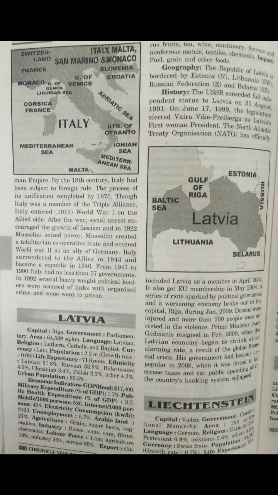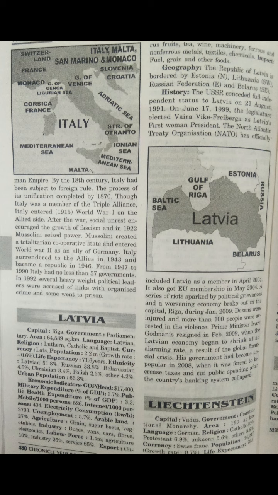Capital is Riga. Government is parliamentary. Area 64,589 square kilometer. Language is Latvian. Religion Lutheran, Catholic and Baptist. Currency Lats. Population 2.2 million. Growth rate 0.6%. Life expectancy 71.6 years. Ethnicity Latvian 51.8%, Russian 33.8%, Belarusian 4.5%, Ukrainian 3.4%, Polish 2.3%, other 4.2%.